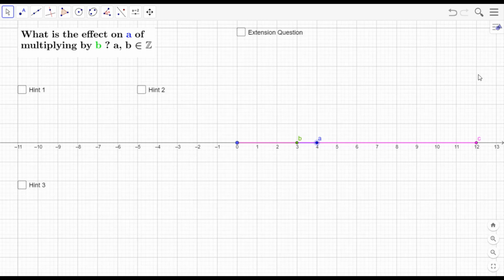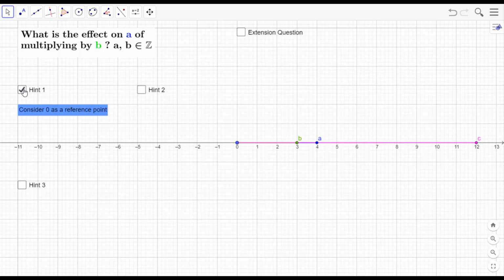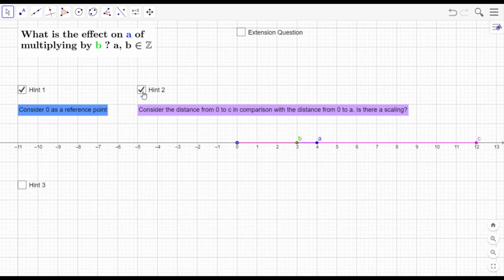What observations might a student make about this? Consider the first hint. A student might record that 12 is further away from 0 than 4. Consider the second hint. Is there a scaling? A student might record that if we scale 4 three times, we arrive at 12. Consider the third hint. Is there a rotation?